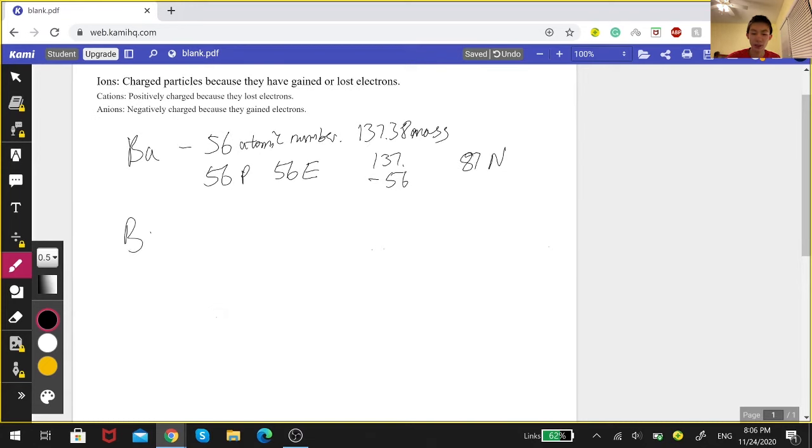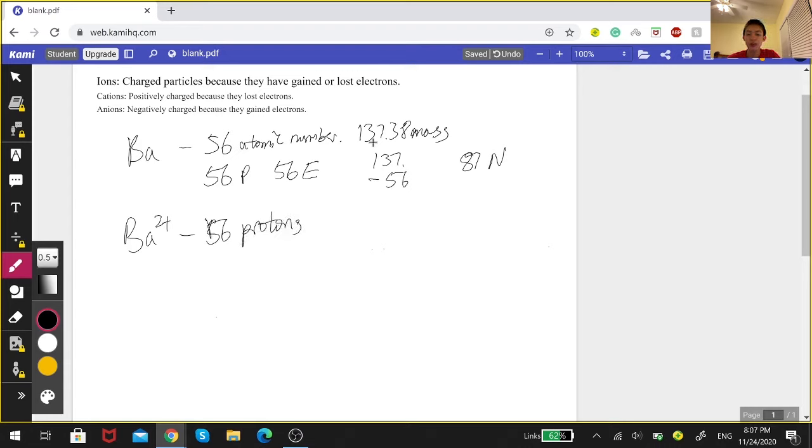Now, let's do an example with the Ba2+ cation. Remember, protons give an atom its identity. So as long as it's barium, the proton number will not change. It will have 56 protons.